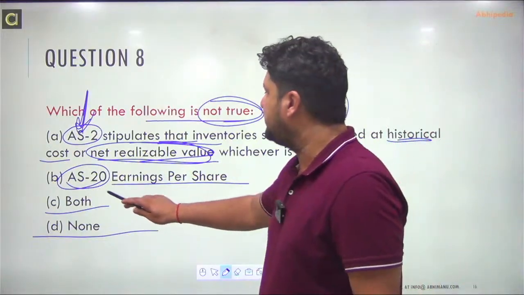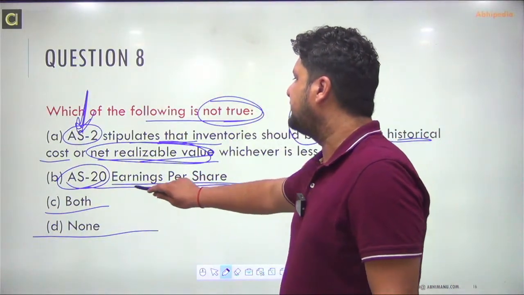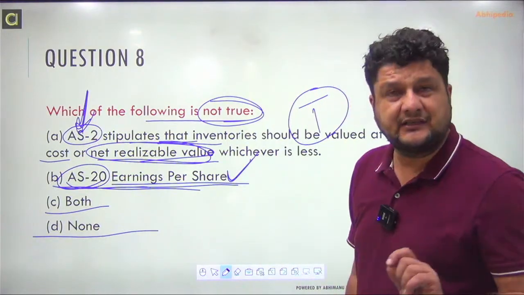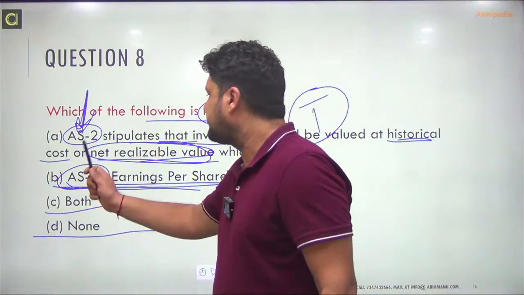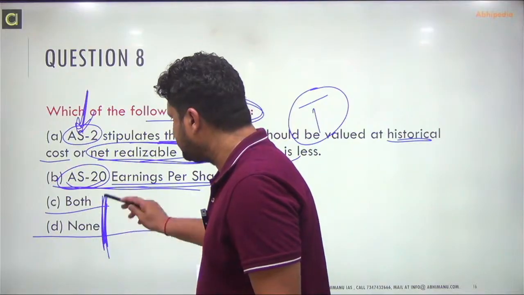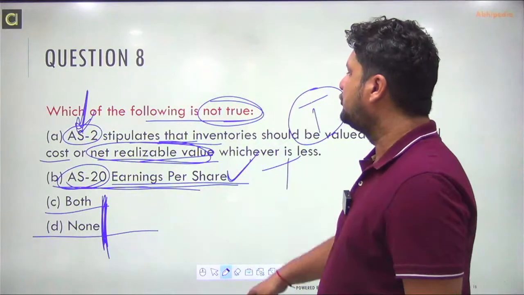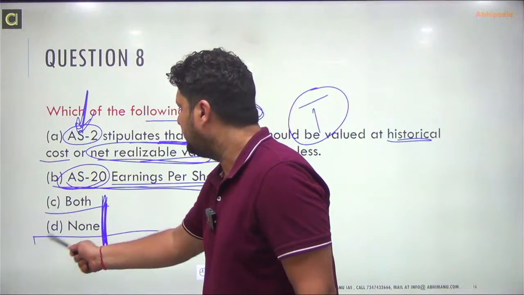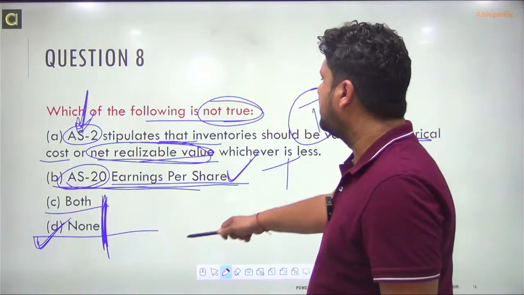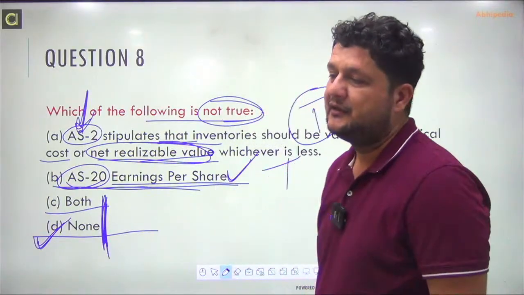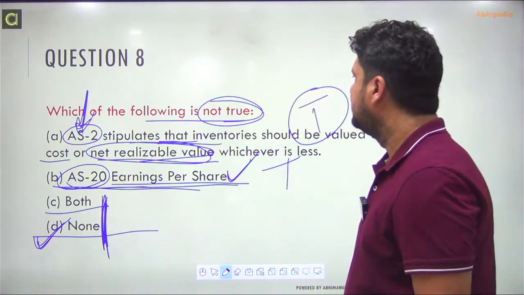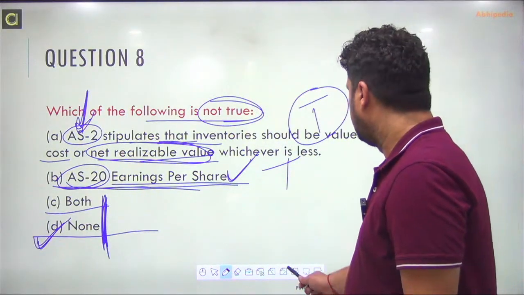And yes, accounting standard 20 is related to earning per share. Okay, so both statements are true. So now you have to tell me इसमें से कौन सा ऑप्शन होगा. Not true बोला है, तो ये दोनों तो ट्रू हैं, तो क्या लिखेंगे? These both are true, तो none of these answer आएगा, because they both are true. And not true, तो none of these. ठीक है?